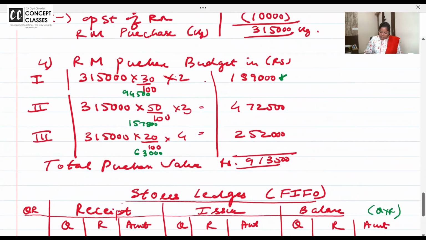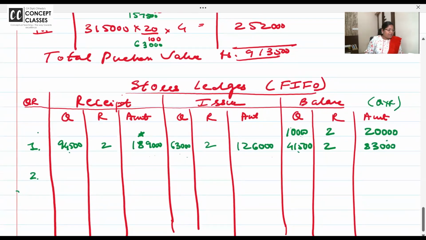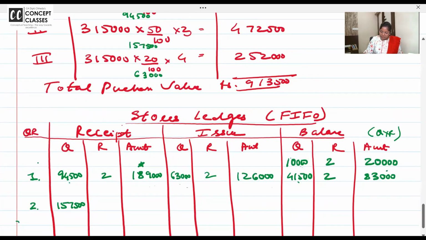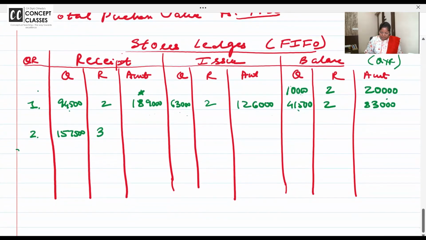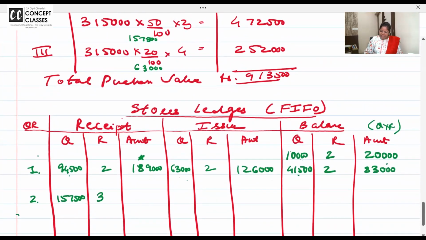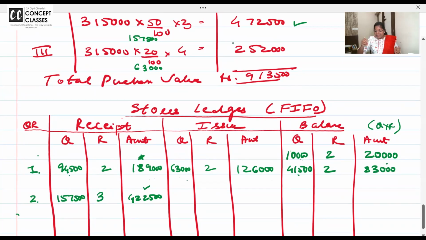I want all of you to leave one line so that वो hodgepodge ना दिखे. आ जाओ. सेकेंड क्वार्टर में कितना खरीदे? 157,500 you have purchased. This time you have purchased at 3. 157 at 3, 472,500. आ रहा है सबको? इसको टिक, इसको टिक. एग्जाम में ऐसे मत करना, ये फॉर योर अंडरस्टैंडिंग.